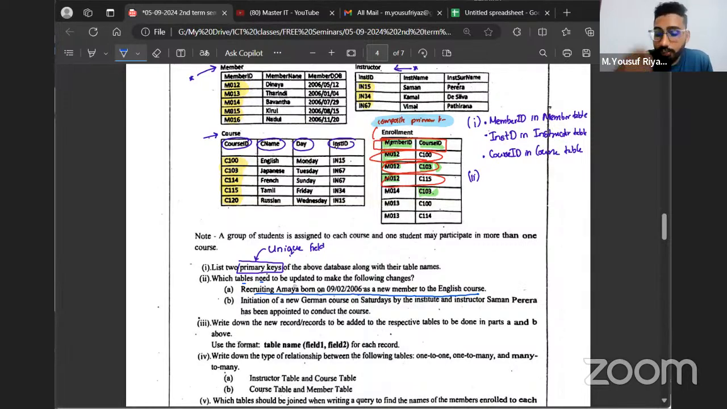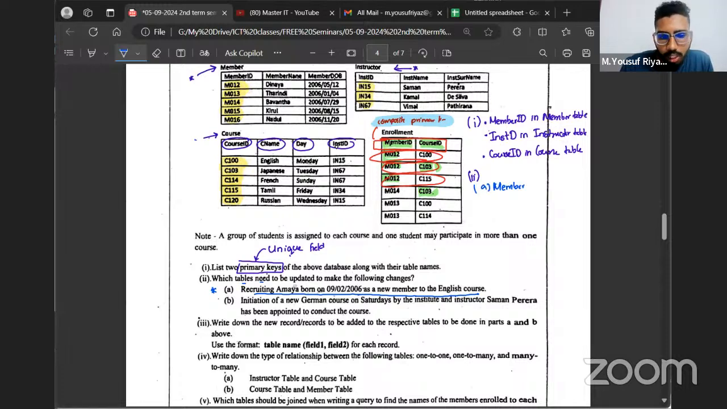First of all, I'm going to ask some questions. If you go to the member table, is there any person called Amaya at the moment? No. So technically, we have to update the member table. Now, have they mentioned anything about who is going to instruct Amaya? In this paragraph, have they mentioned who is going to instruct Amaya? No. So we don't have to update the instructor table.